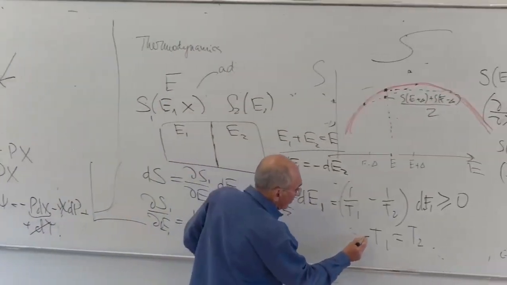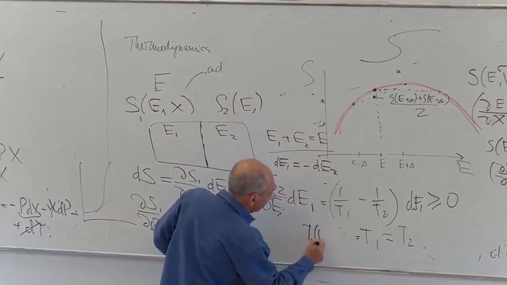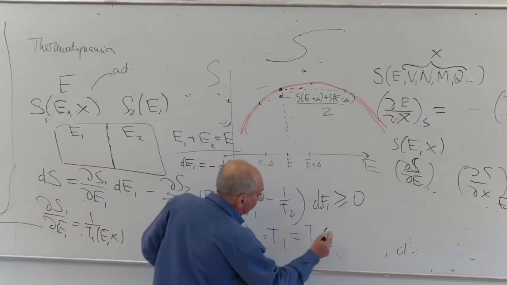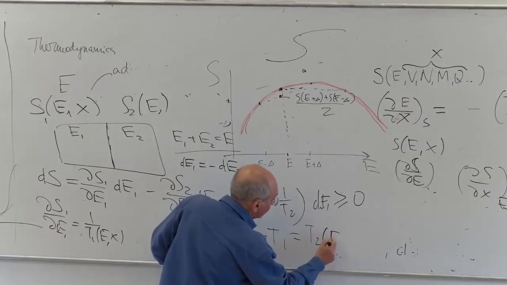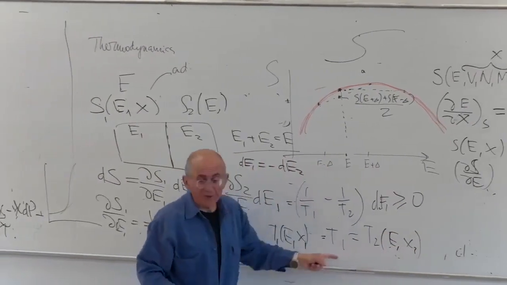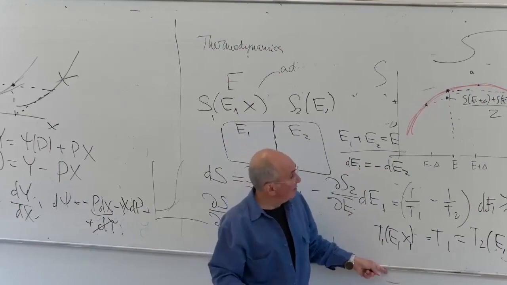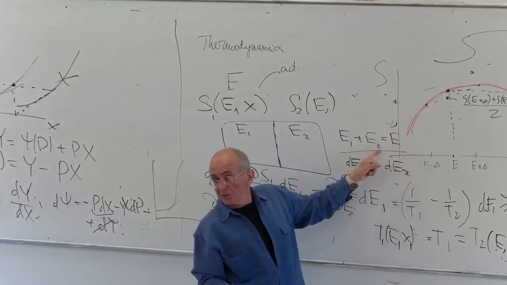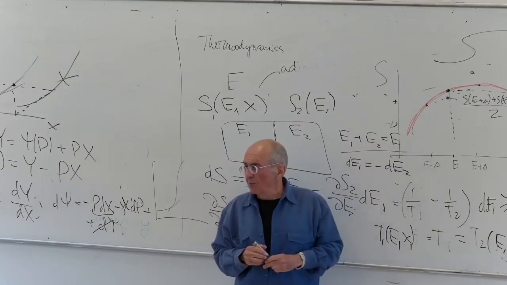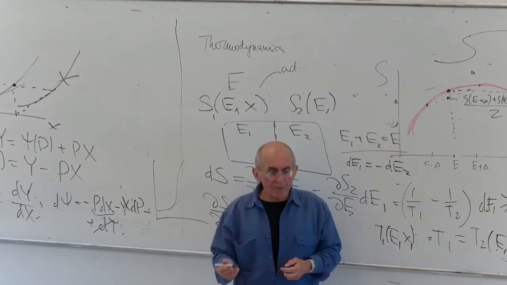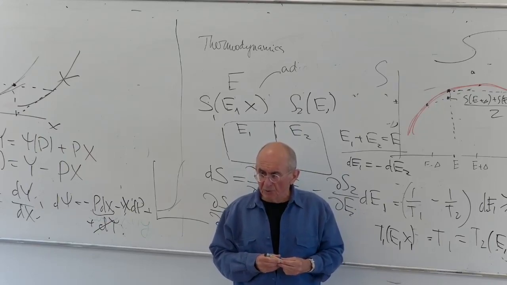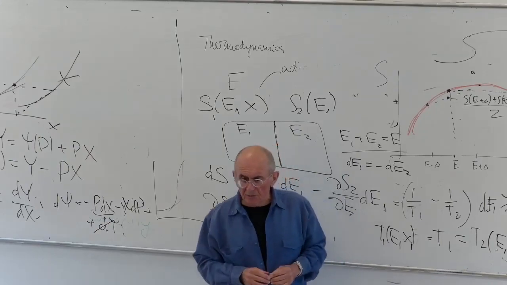So this statement is that T1 as a function of E1, x1 is equal to some other function, generally E2, x2. And this equation, by solving it together with this condition, you obtain E1, E2. It could be a complicated equation. But the statement is that the temperatures of these two systems must be equal to each other. That all makes sense.